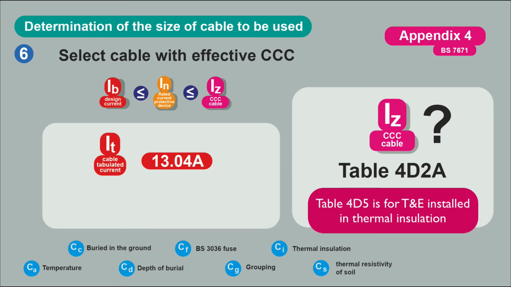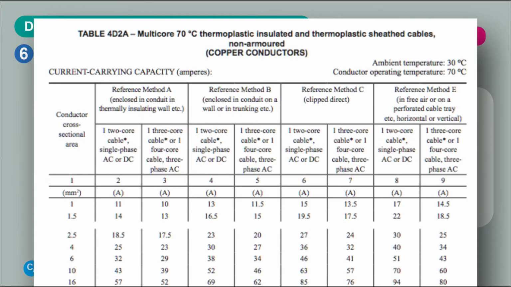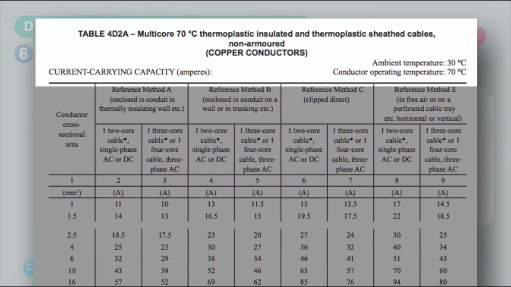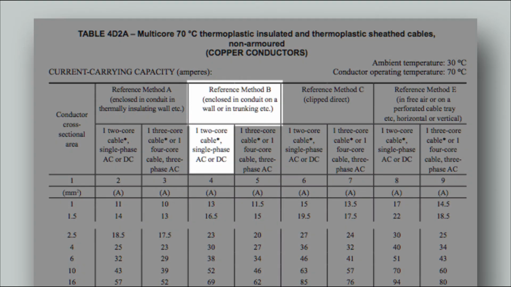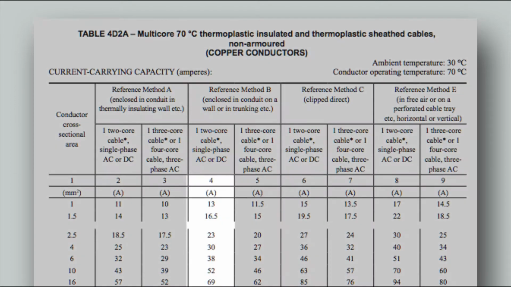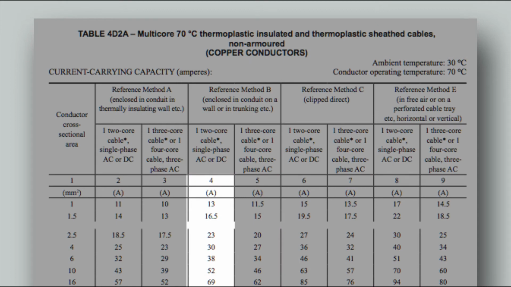So we're looking at the correct table for twin and earth. There's a couple of tables we can use for twin and earth. In this case, I'm going to use table 4D2A, to see which cable can carry 13.04 amps. So we make sure we've got the correct table: multicore 70°C thermoplastic insulated and thermoplastic sheath cables, non-armoured, copper conductors. That's all good. And we want to choose reference method B, and it's a 2-core cable in a single phase. Then we can look down column 4 and see which cable we need.